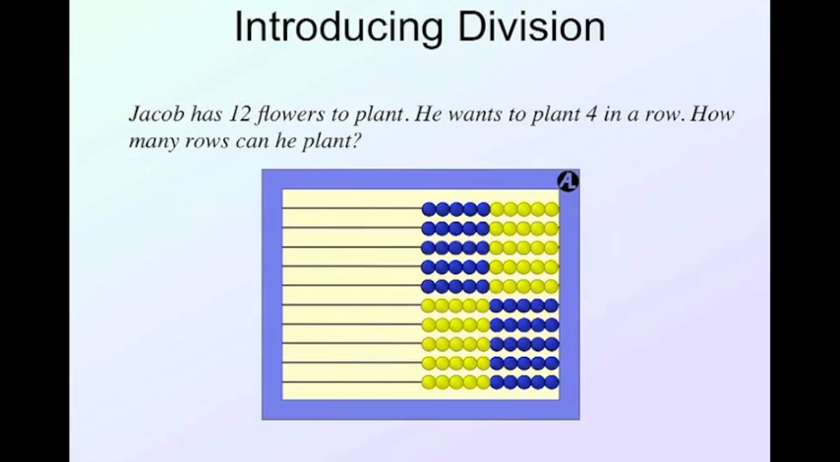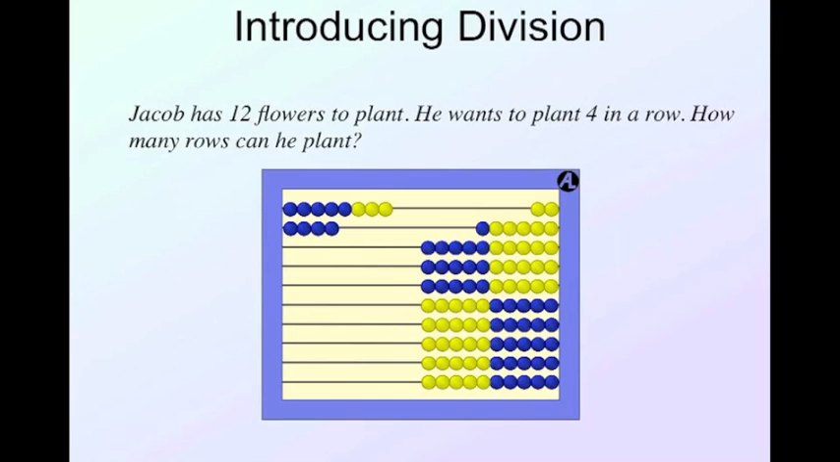All right, let's look at division. Now, most people just think of division as the reverse of multiplication, and that's true, but it doesn't always help the child. So let's look at introducing division using the abacus. So first of all, what is it? Let's start out with a word problem here. Jacob has 12 flowers to plant. He wants to plant 4 in a row. How many rows can he plant?